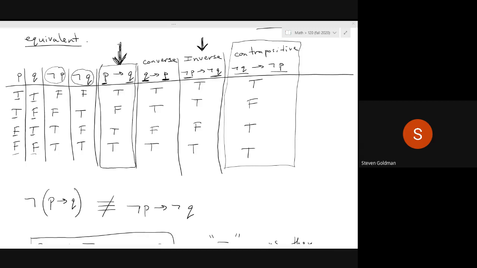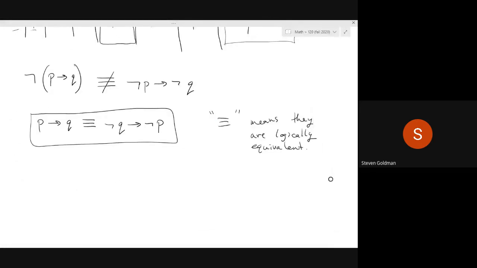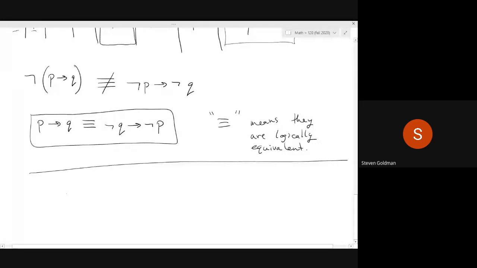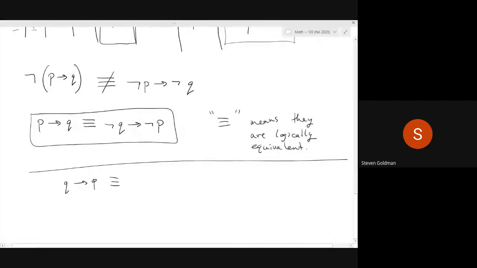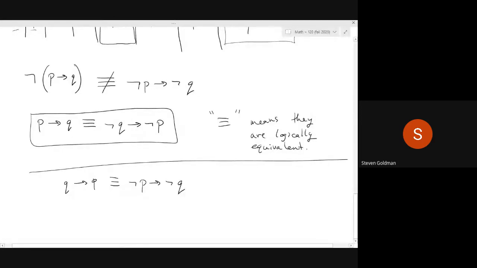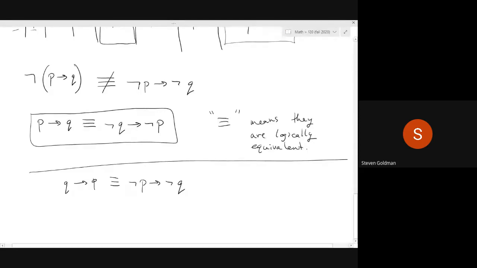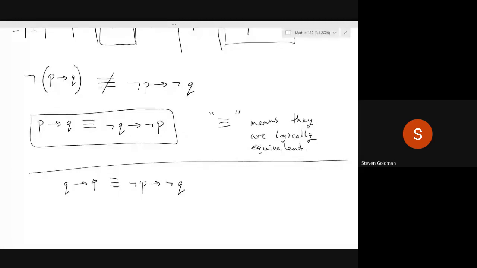The converse and inverse are logically equivalent to each other. They're just not logically equivalent to the original statement. Okay, good. Any other questions?